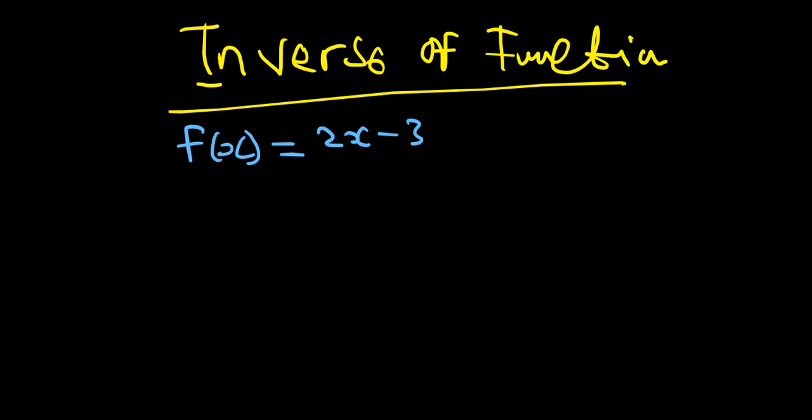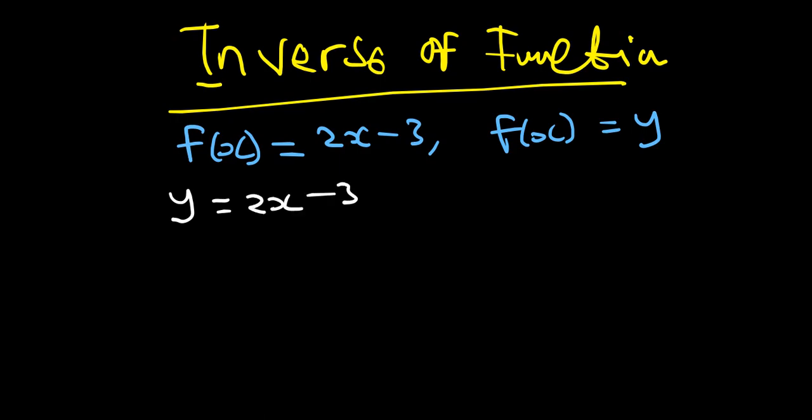So what are we going to do? You have to know that when it comes to function notation, f of x is the same as y, guys. So wherever we see f of x, we can replace it with y. So we say y is equal to 2x minus 3. To find the inverse of this function, we're just finding the reverse. And how are we going to find that reverse? We are going to make x the subject of the formula.